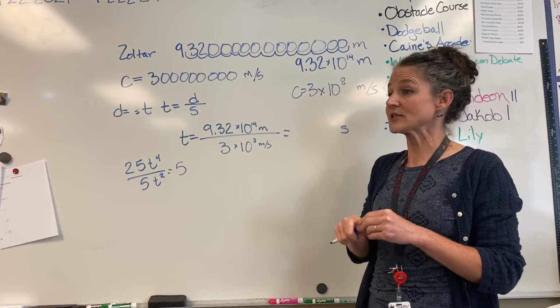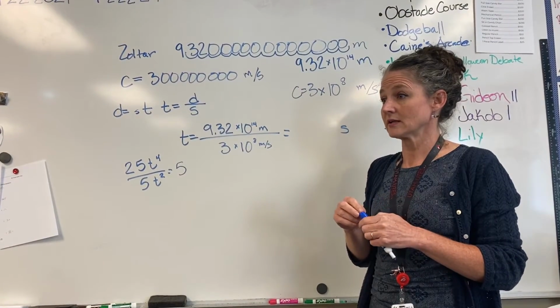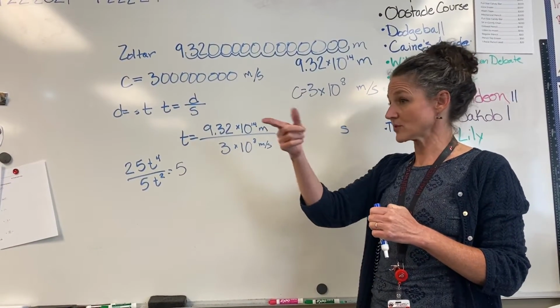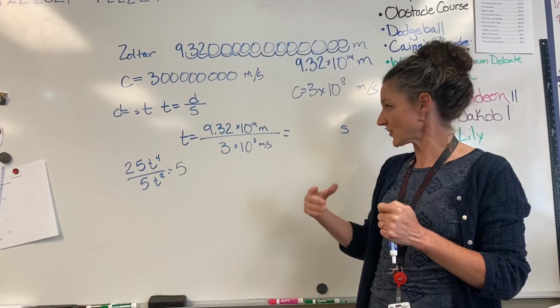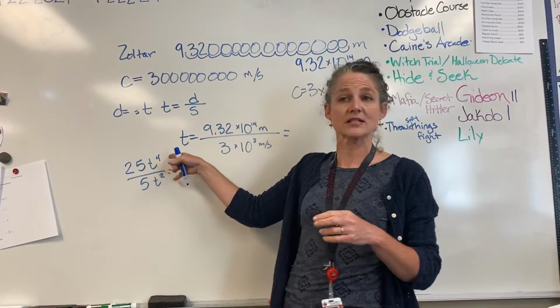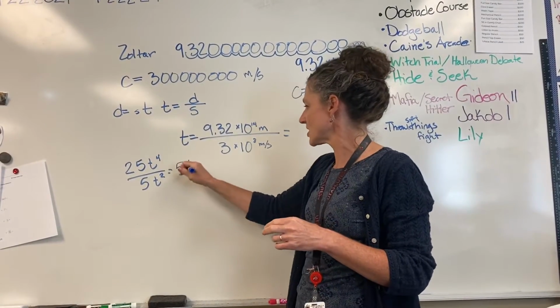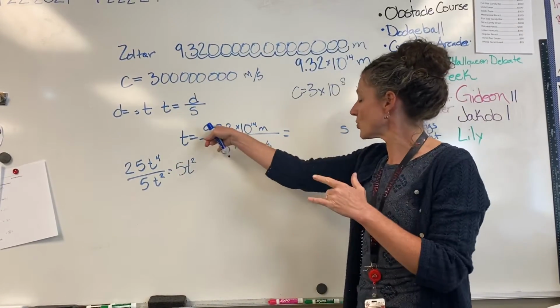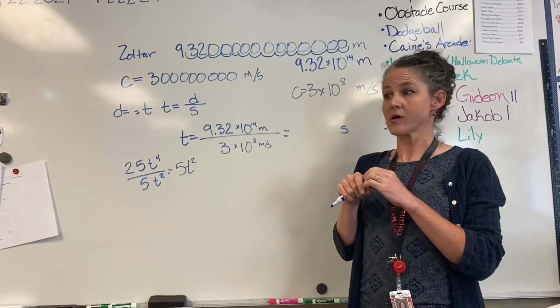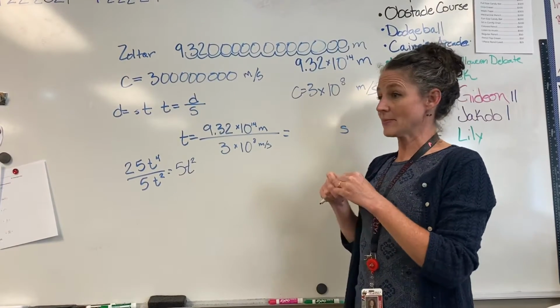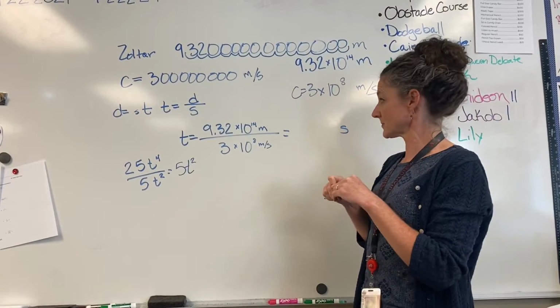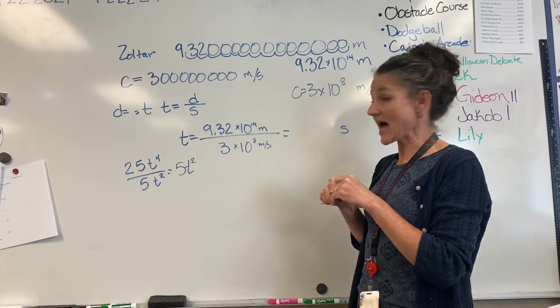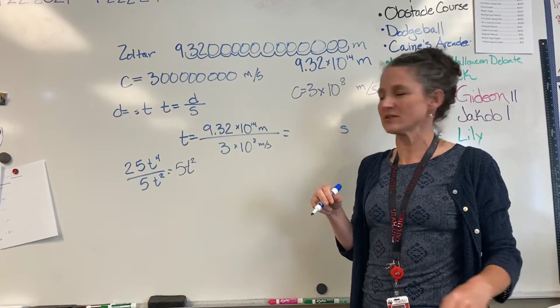T to the 2nd. How did you get that number? I subtracted 4 minus 2. When we are dividing numbers in exponential form, we subtract the exponents, and we have t squared. So, following that pattern, what do we do here? Divide. We divide what by what, Morgan? 9.32 divided by 3.